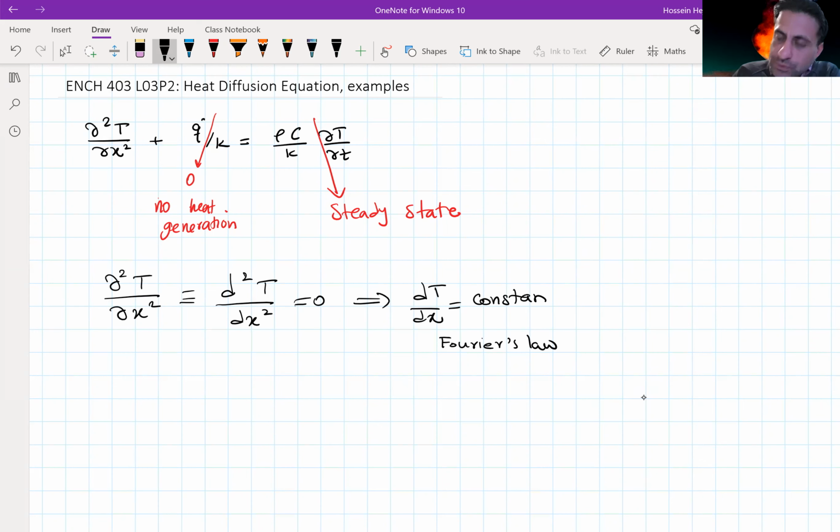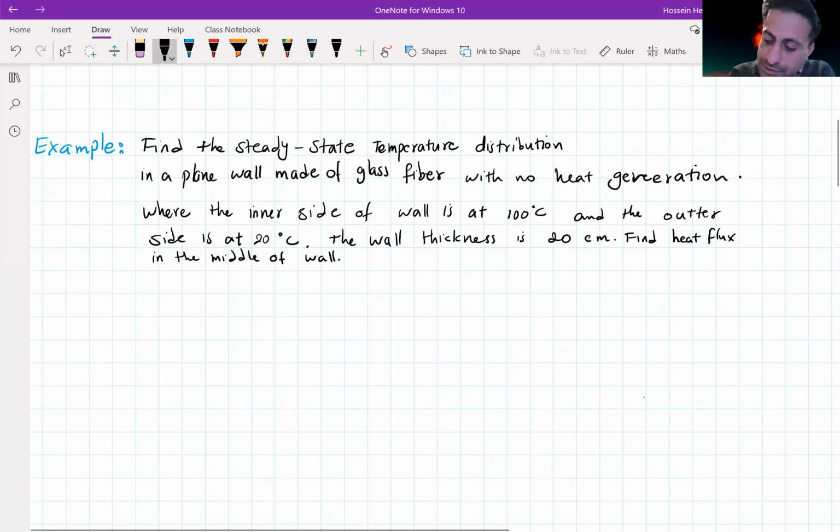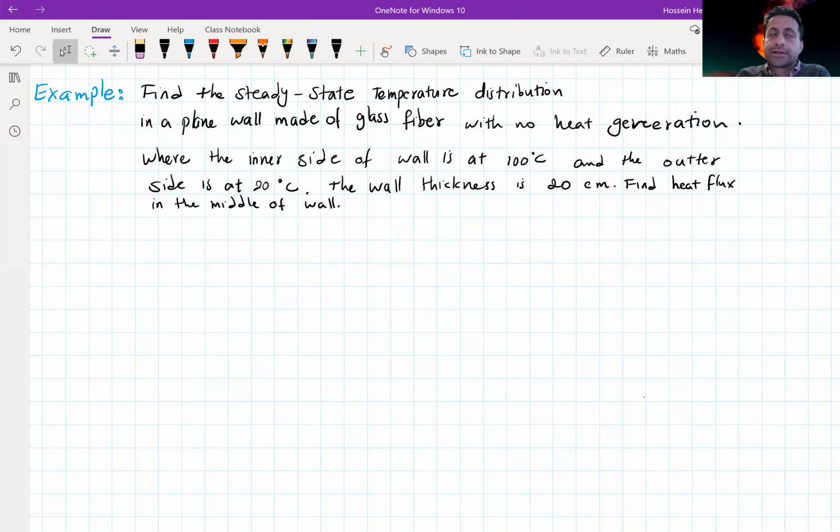I'd like to go through a few examples here on using this heat diffusion equation for various conduction problems. One of the problems I just wrote down: we would like to find the steady state temperature profile in a plane wall made of glass fiber. There is no heat generation within the wall, and the inner side of the wall is at 100 degrees C and the outer side is at 20 degrees C. The wall thickness is 20 centimeters. Find the heat flux in the middle of the wall.